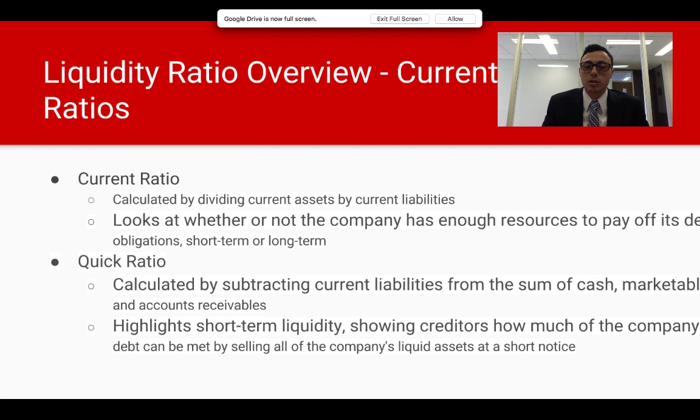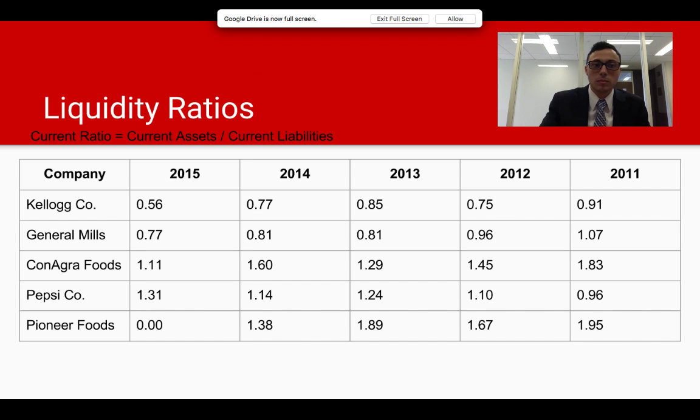And this highlights short-term liquidity, showing creditors how much of the company's debt can be met by selling off all the company's liquid assets on short notice. Now looking at the actual overview, we took a look at 5 different years from 2011 to 2015, and we looked at 5 different companies: Kellogg Company, of course, General Mills, ConAgra Foods, PepsiCo, and Pioneer Foods.